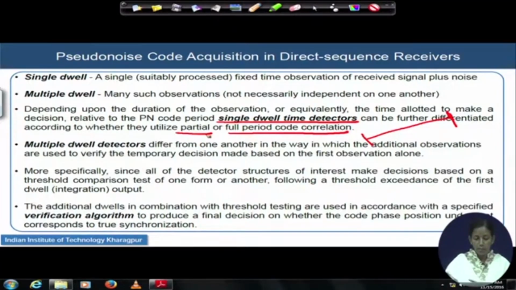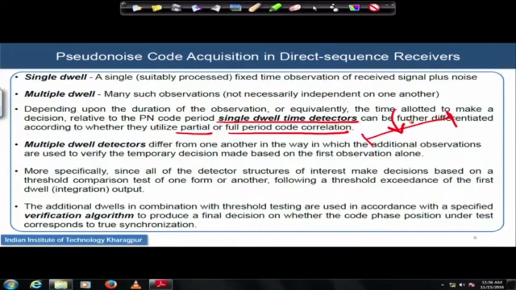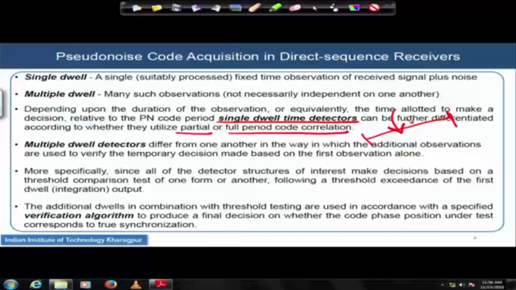And see, multiple dwell detectors will vary from one to another based on how you vary the further decision over the second and the third dwell times, based on the observation of the first dwell time. So the multiple dwell detectors take decisions and build the complete observation and decision strategy over the single dwell time, and based on that observation they devise the algorithm for how to behave, and how much extra information needs to be extracted from the second or third or fourth dwell times.